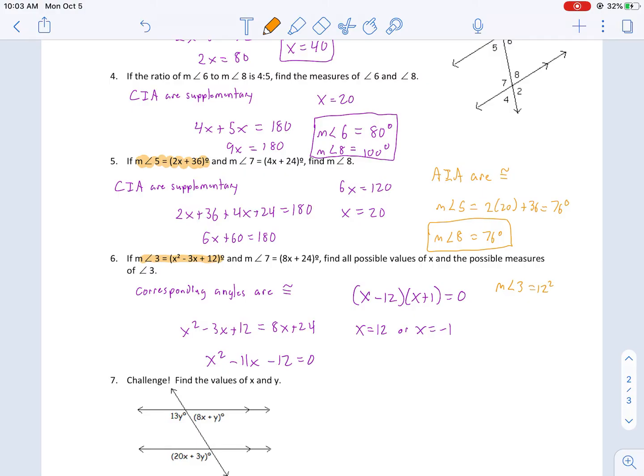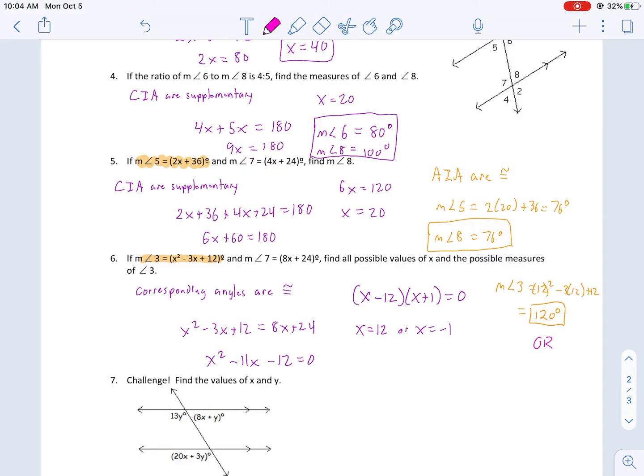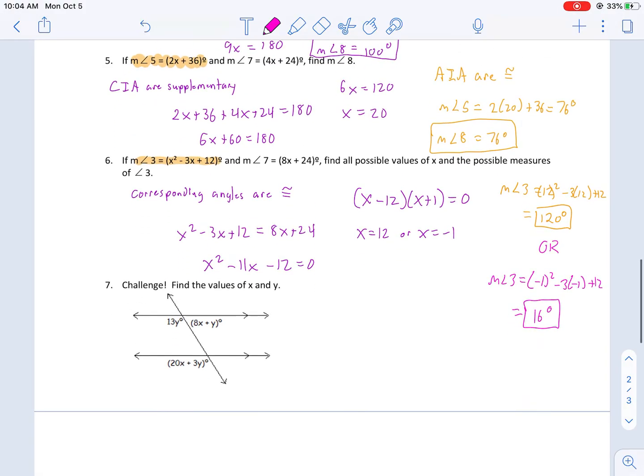is equal to 12 squared minus 3 times 12 plus 12, which is equal to 120 degrees if you calculate that. Okay, or we have the measure of angle 3 is equal to negative 1 squared minus 3 times negative 1 plus 12. And that's going to get us 16 degrees when you simplify that.